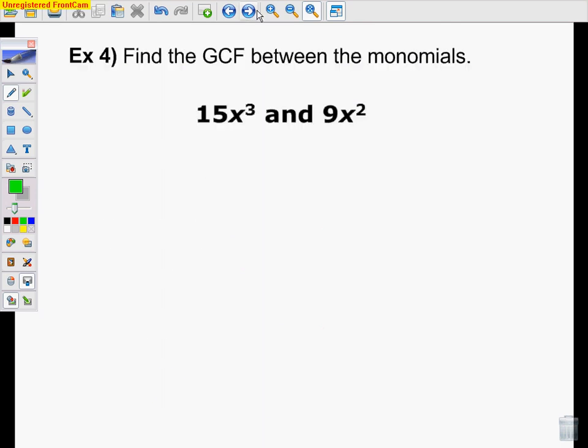Now, going into deeper levels of algebra when it comes to GCF, let's find the GCF between the monomials. Here you're going to start off by looking at the numbers, the coefficients, 15 and 9. Between 15 and 9, what's the greatest common factor? Well, that would be 3. And between x cubed and x squared, what's the greatest common factor?